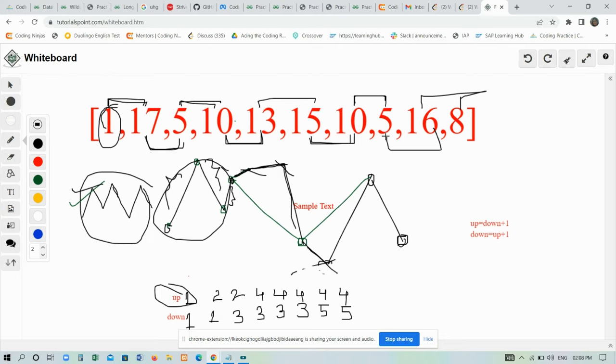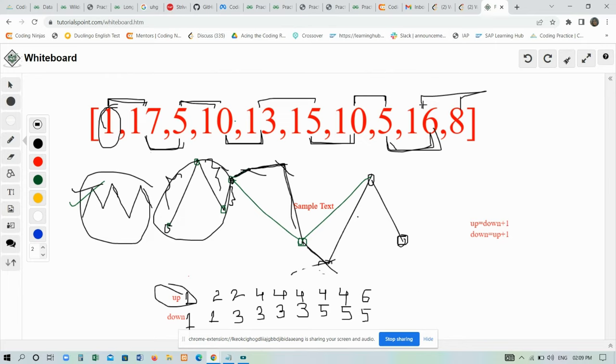So talking about the difference between 5 and 16, it will come out to be plus 12. So at this point we have observed an increasing trend in our array. So when we observe an increasing trend, as we know, our up variable will be down plus 1, that is 5 plus 1, which is equal to 6, and our down will remain as it is, that is 5.